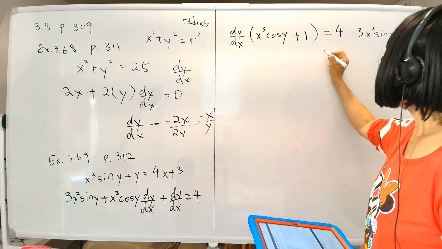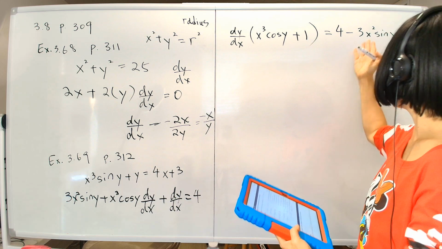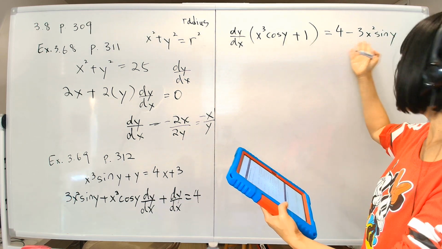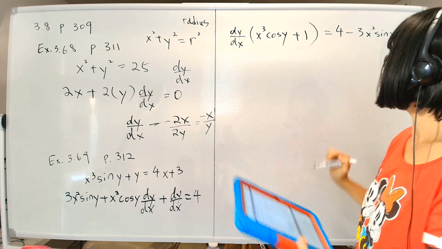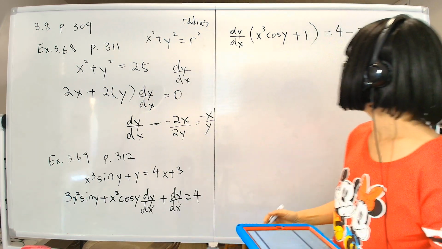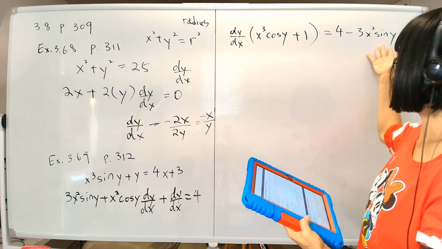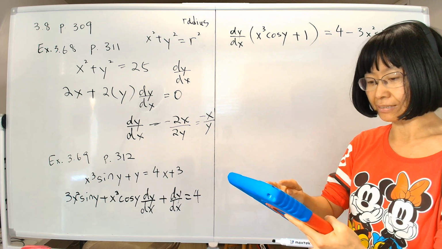All right, and then dy by dx equals that divided by that: 4 minus 3x squared sine y, over x cubed cosine y plus 1. And that's your answer. I will not write down the last step, but you can see it, just do the regular division. And that's example 3.69.